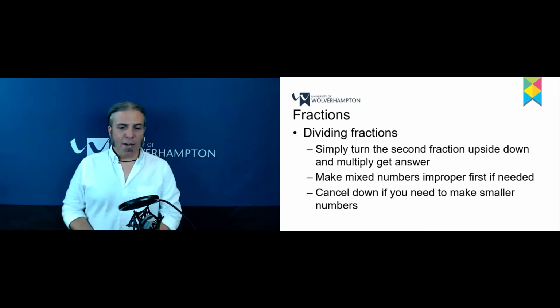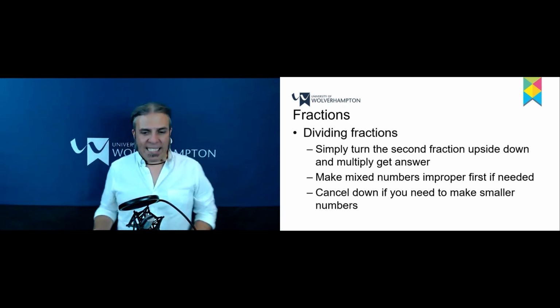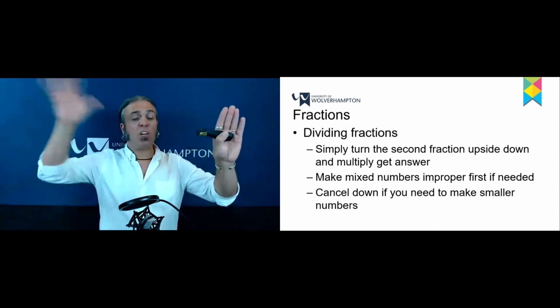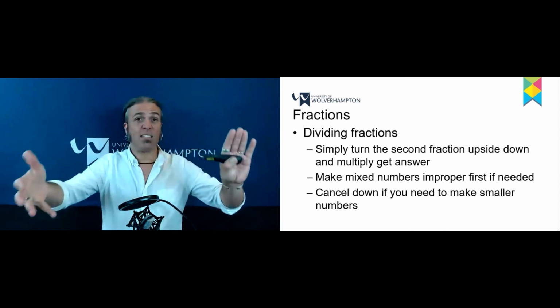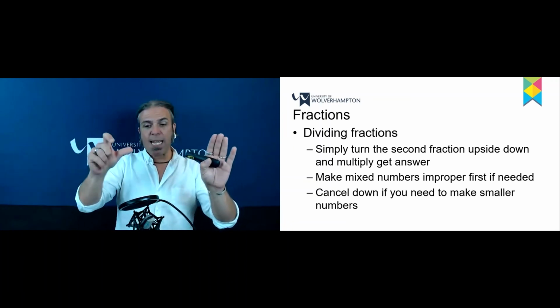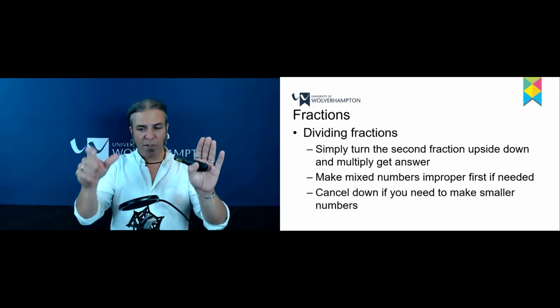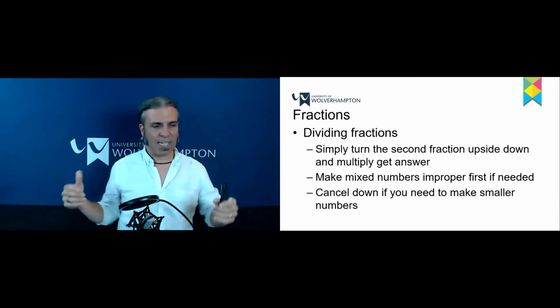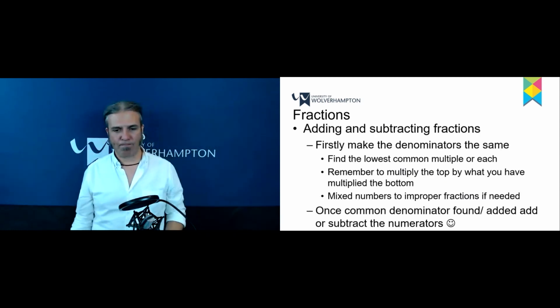When we divide fractions, this again is quite easy. All we've got to do is simply turn the second fraction upside down, multiply it, and then we get the answer. We need to make sure that if we've got any mixed numbers, we make them improper fractions first, if we need to. And again, you can cancel down to make those sums a little bit easier.